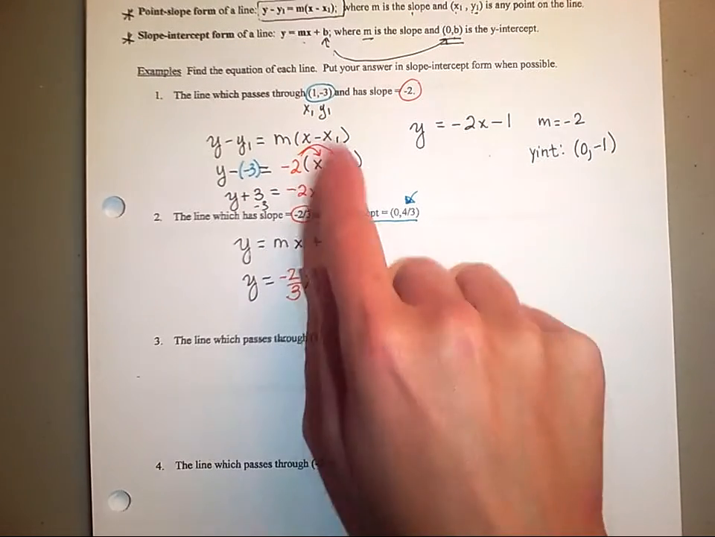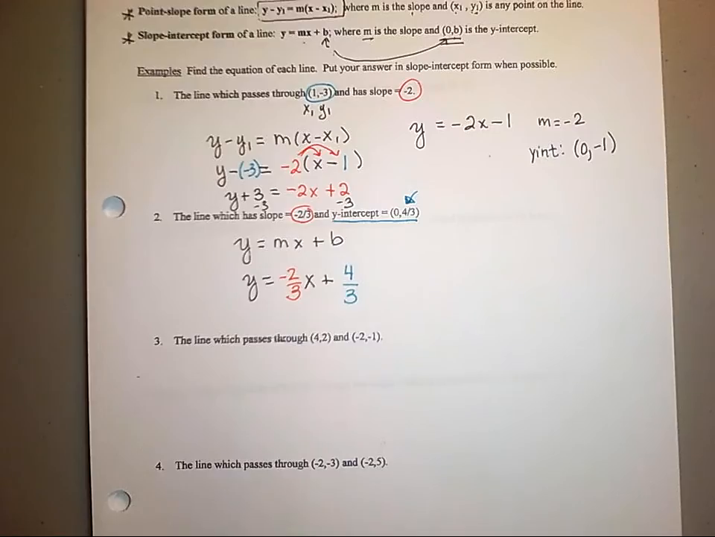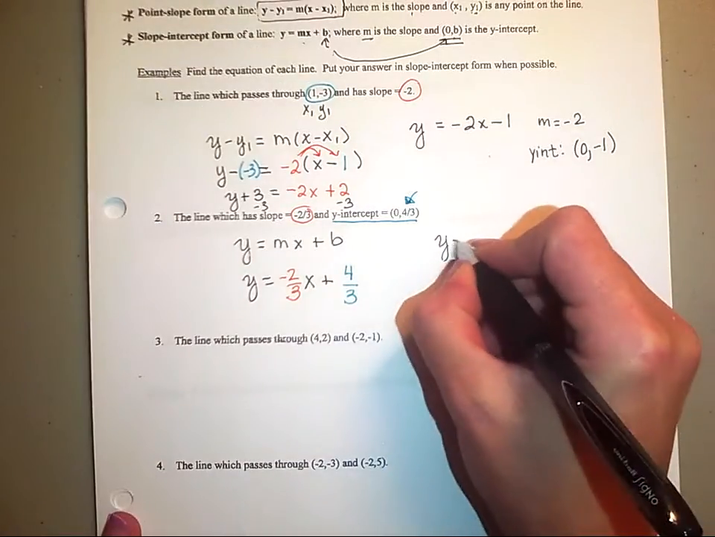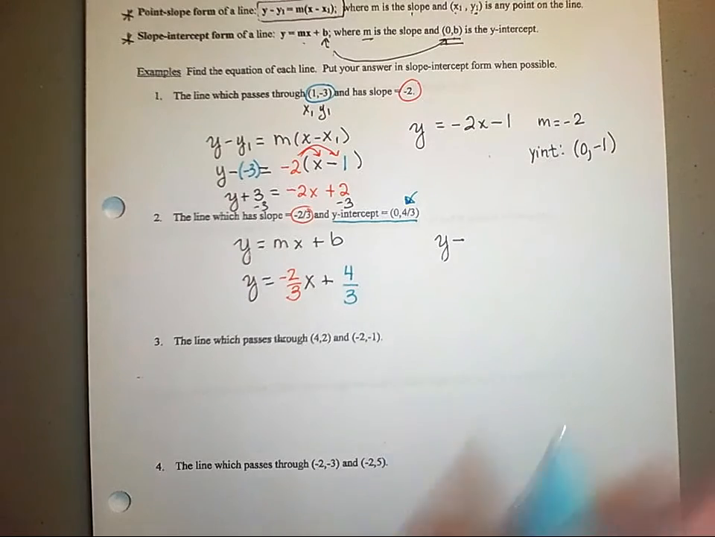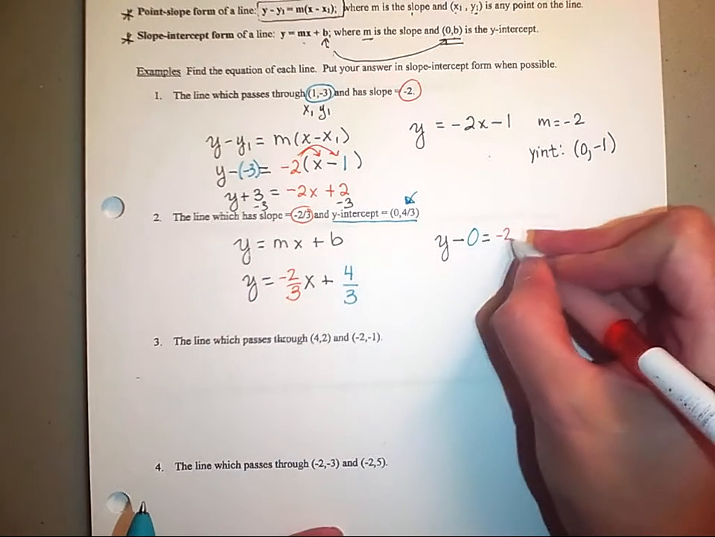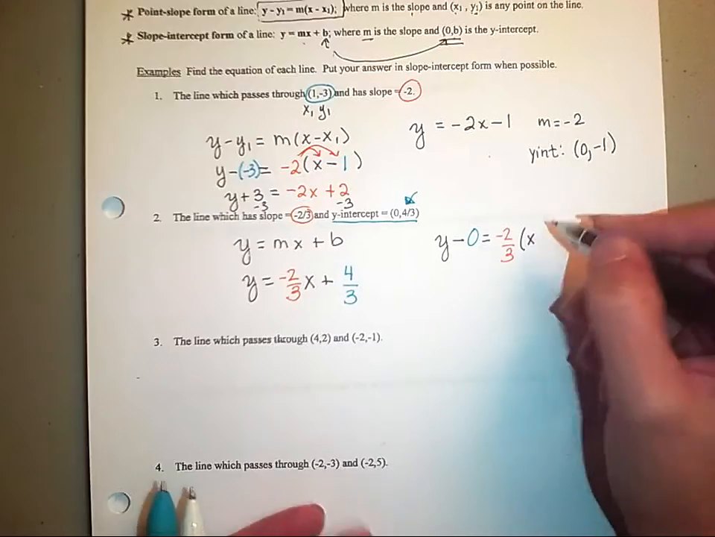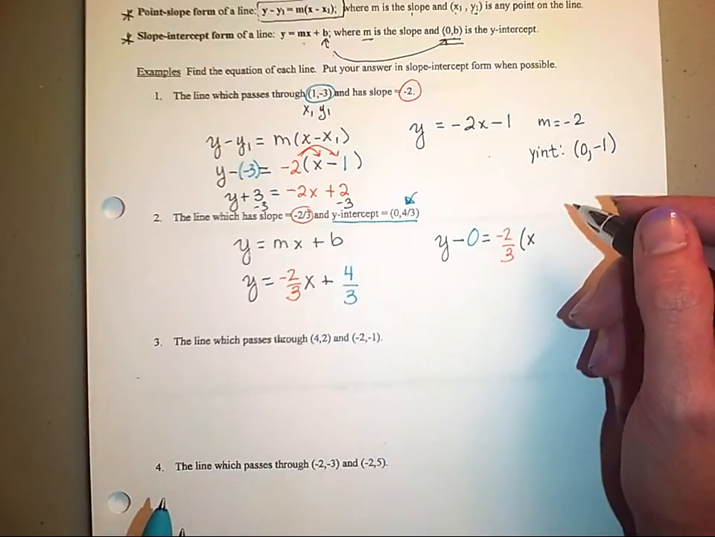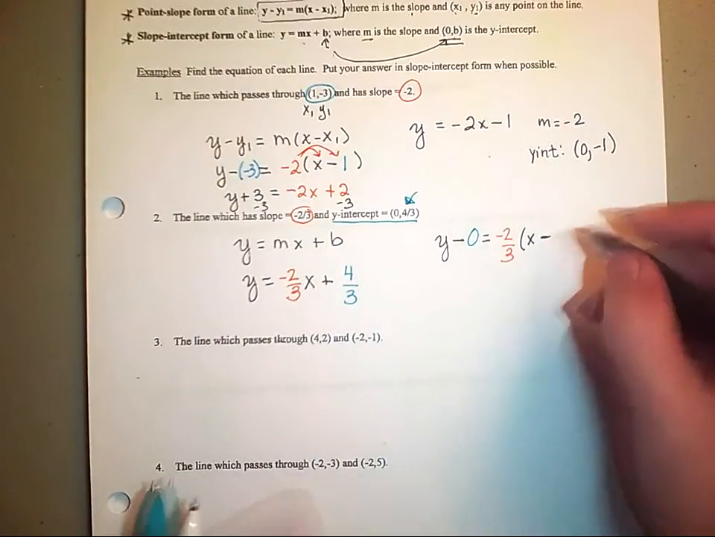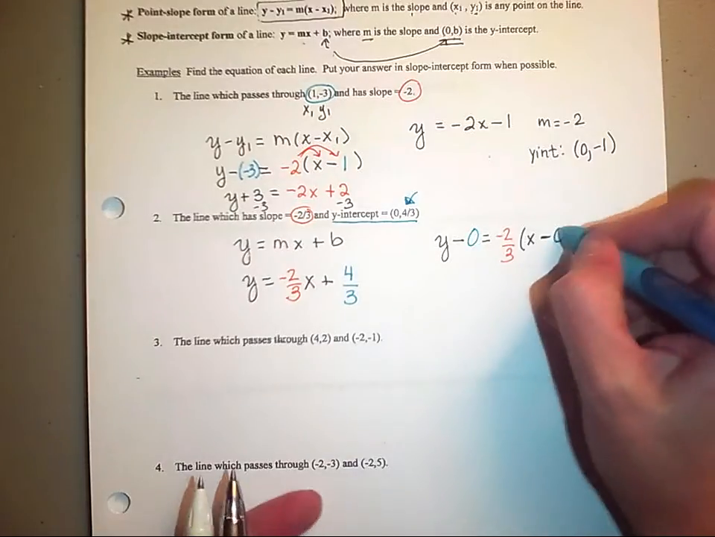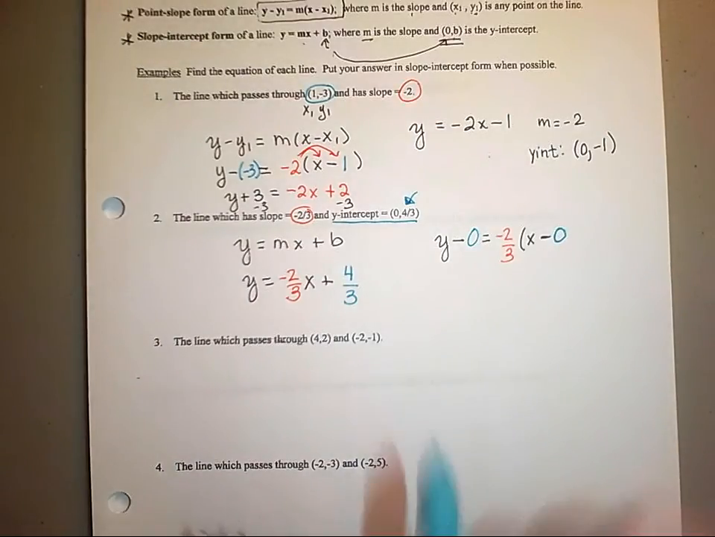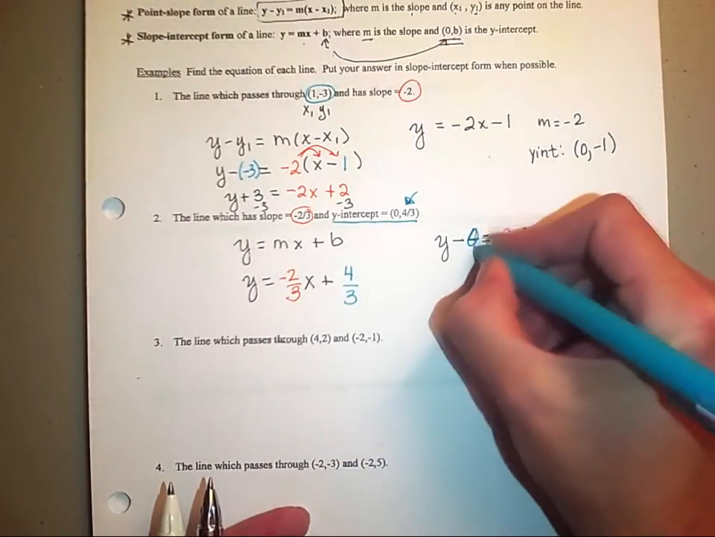Now, it would work if we use y minus y1 as well. Why does it work? Well, very simply, y minus, now y1 is 0, is equal to m, which is negative 2/3, wait, this is x, shoot. This is minus 0. This one's 4/3. Sorry about that.